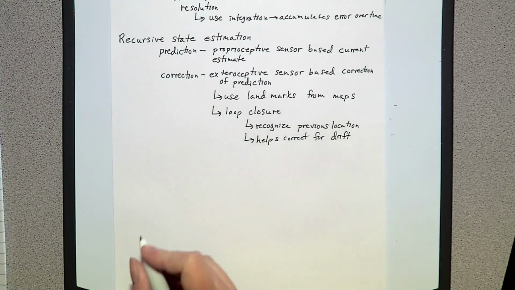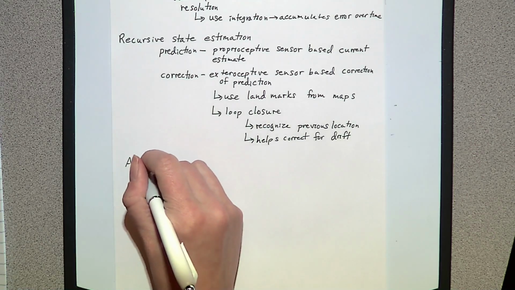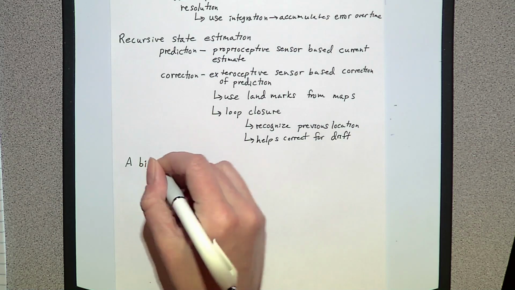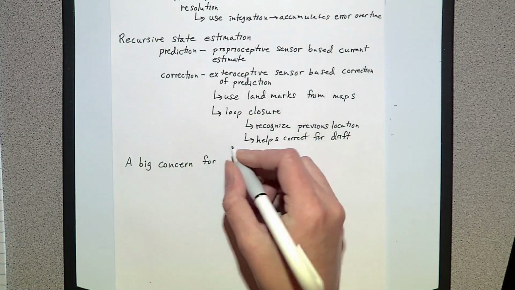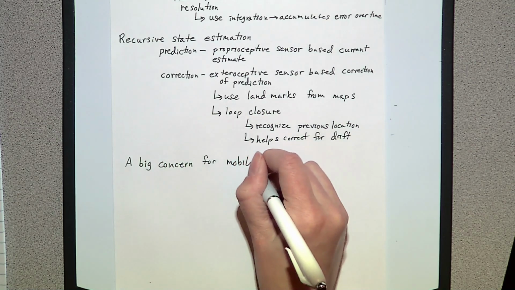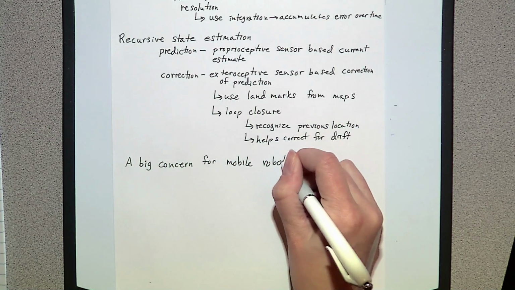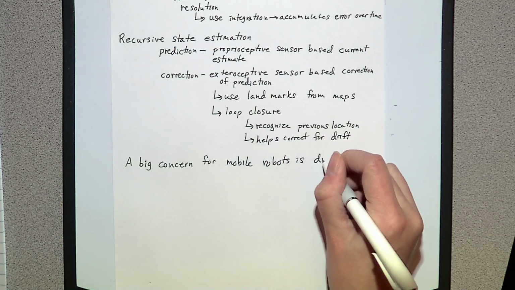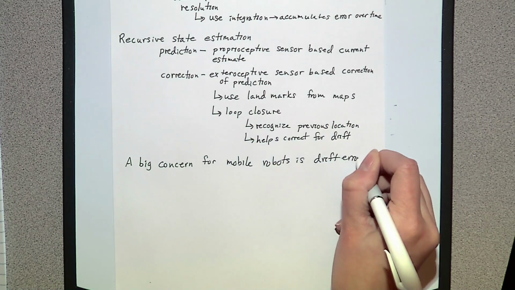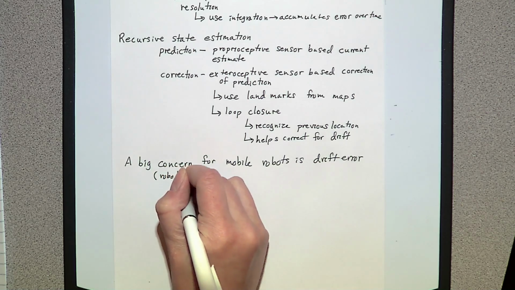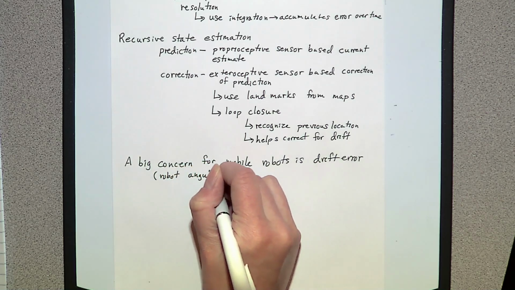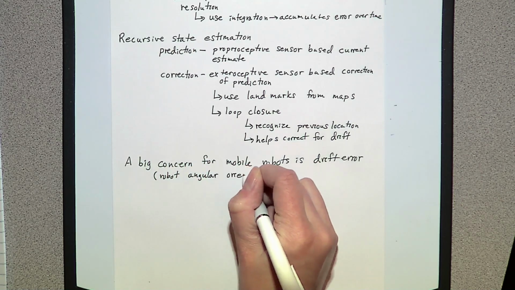So one of the errors that's the biggest concern for our mobile robots is what we refer to as drift error. So this is error in the robot angular orientation.